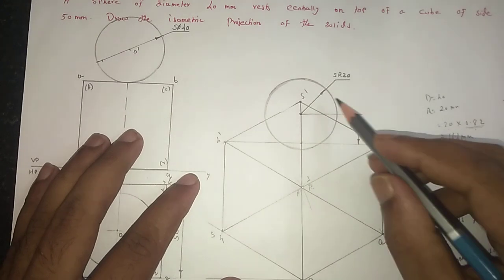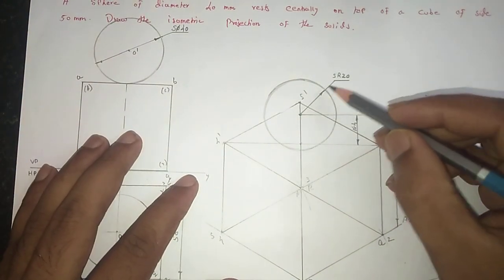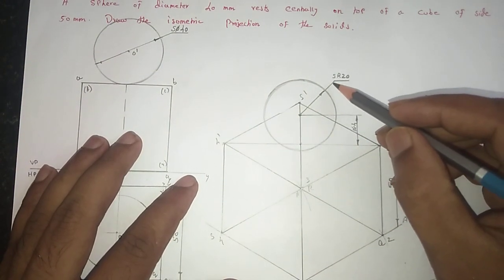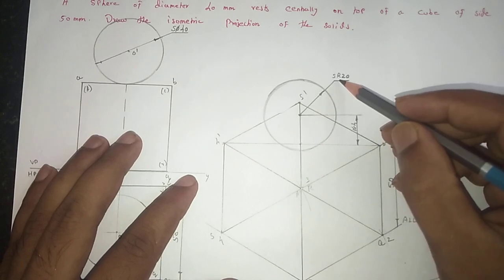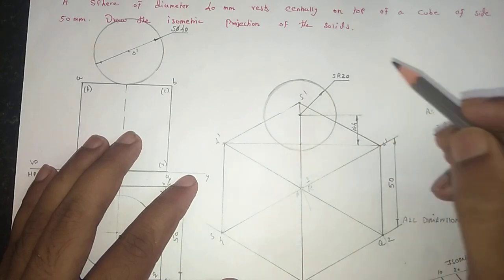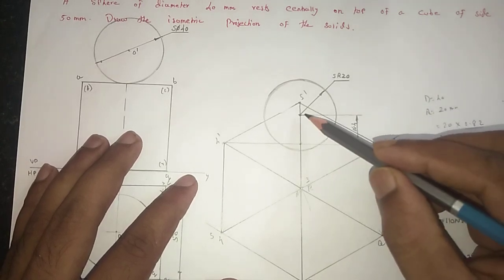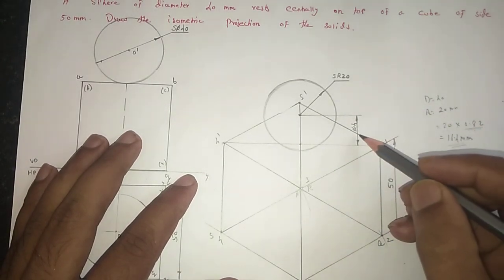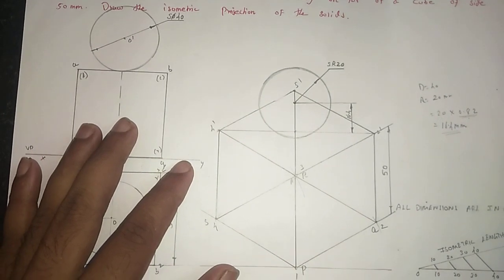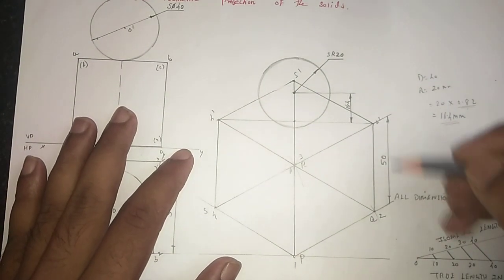Now mention the dimension on the sphere. So here there is a sphere radius, so we mention S R. S means the sphere, R means radius. Sphere radius 20, and here the height of the center of the sphere is the isometric scale 16.4, and here also we mention the dimension 50, the height of the cube.